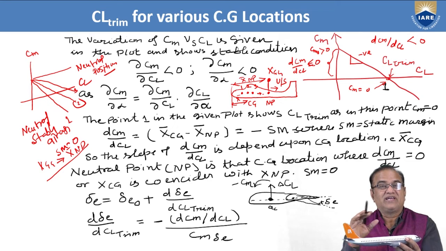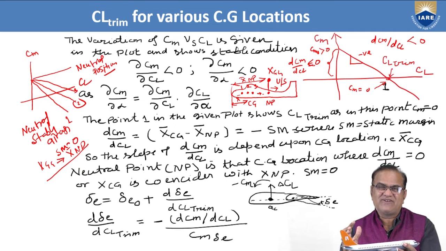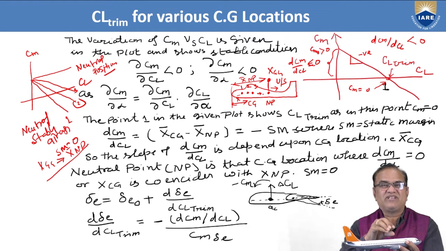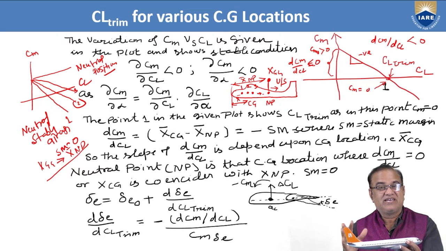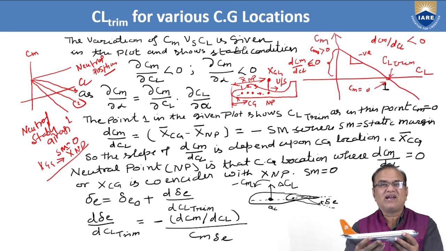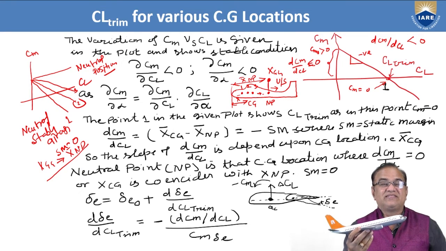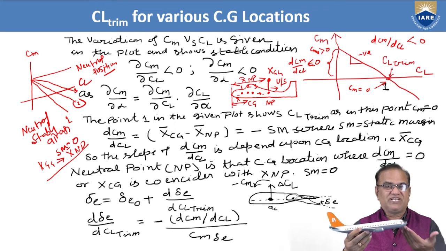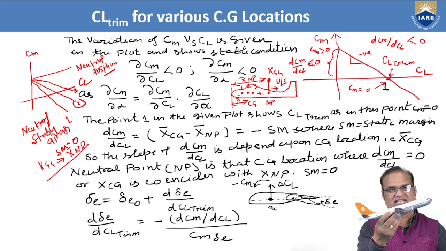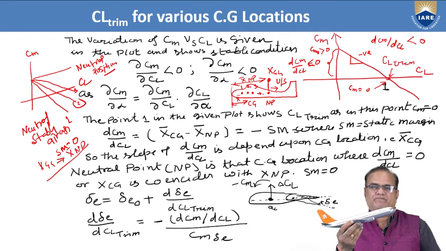If the center of gravity is moved in such a way that it is coinciding with the neutral point, in that condition, whatever condition the aircraft is in will be maintained. It will not come back to its original position. If it is disturbed like this, it will maintain like this, it will fly like this only.